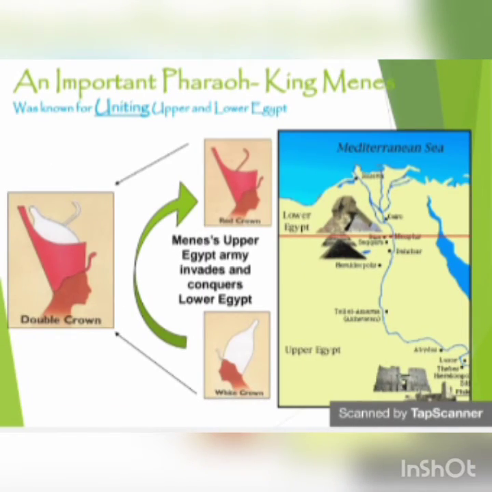Okay, and this is about Menes. So Menes, the Upper Egypt army, invades and conquers Lower Egypt. So this is called the double crown. Okay, see, a double crown is there, as well as a white crown. An important pharaoh, King Menes, was very famous for reuniting Upper Egypt as well as Lower Egypt.